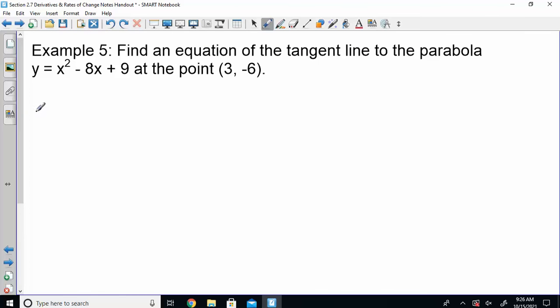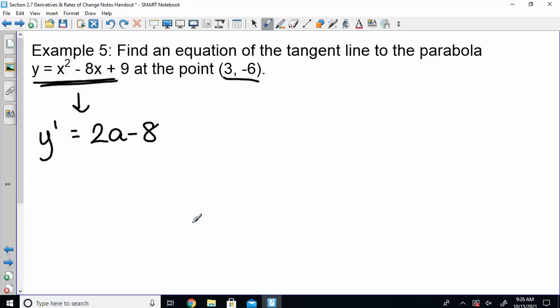Let's look at another one. So this was the one that we just did the derivative of. And we found that the derivative, you can call that y prime if you want, the prime just means derivative, was 2a minus 8. That's what we found on the previous example. So if I wanted the equation of the tangent line at point (3, negative 6). To find my slope, what do we do?